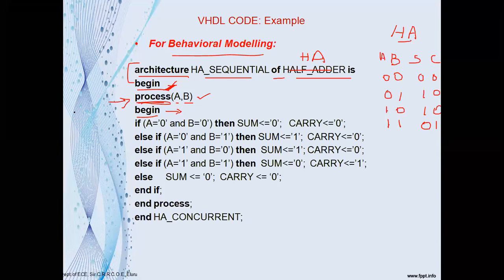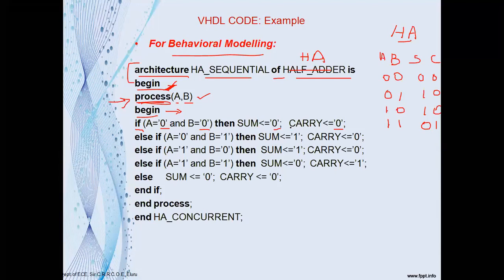And see here how the behavior is described. It seems like C language statements, right? If else condition. In the first statement, the if statement is used: if the inputs A and B are 0, 0, then assign the sum as 0 and assign the carry as 0. So that is, you are specifying the condition. The sum and carry are the outputs.